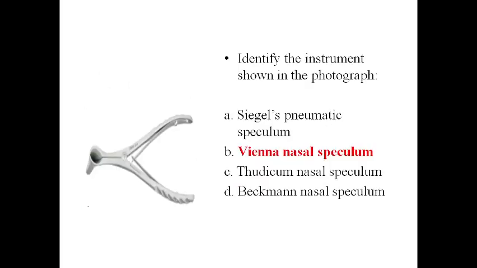And this instrument is called the Vienna nasal speculum. The Vienna nasal speculum is also used to treat and expose tissues for rhinology procedures. Mainly for rhinology procedures, they can use this Vienna nasal speculum.